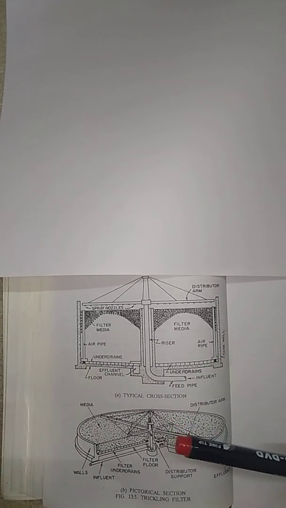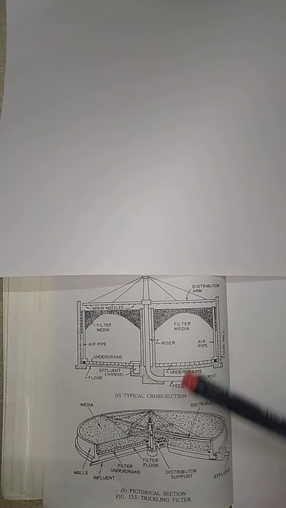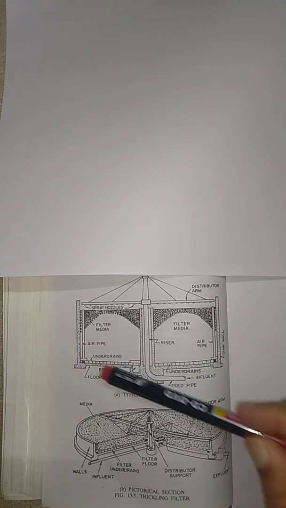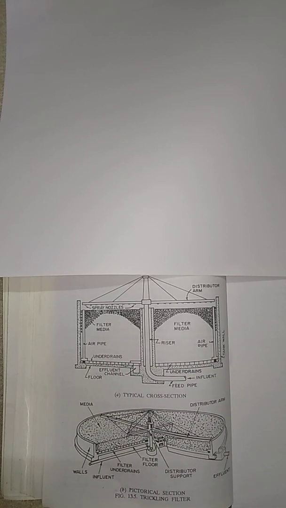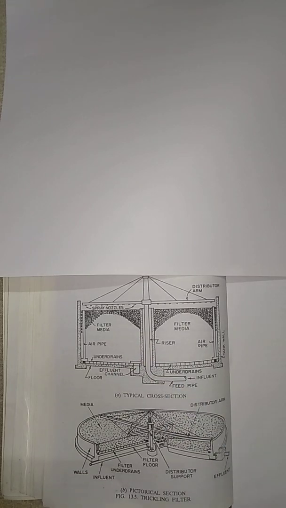These under drains are made up of a honeycomb structure so that whatever water flows down can easily flow down and be easily collected through these effluent drains. They have a slope of around 0.5 to 5% towards the effluent drainage channel, from where the wastewater is taken out.